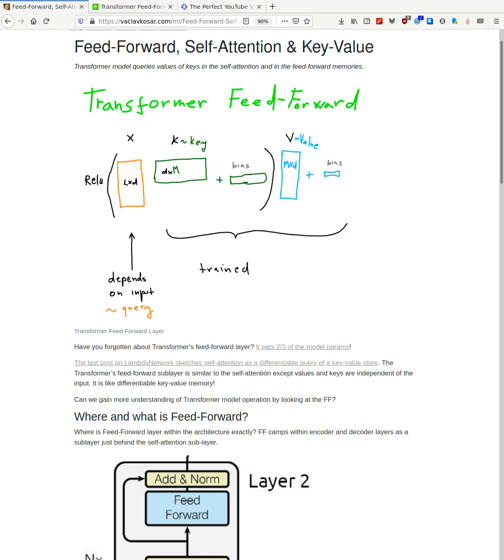In the last video, on the Lambda network, it sketched self-attention as a differentiable query key-value store. And this post is more about this idea. It expands on that using two papers, and it describes the feed-forward sublayer as similar to the self-attention, again as some sort of key-value querying, except in the feed-forward layer, the keys and values are constants. So get ready for a great juice of two papers.